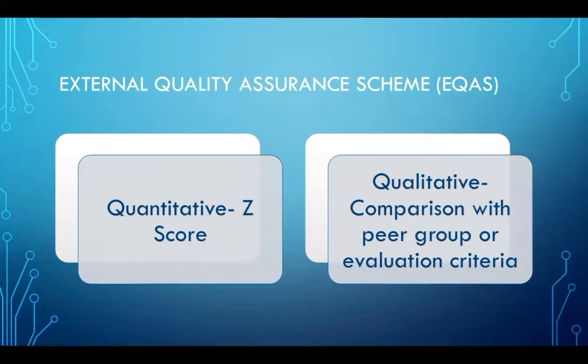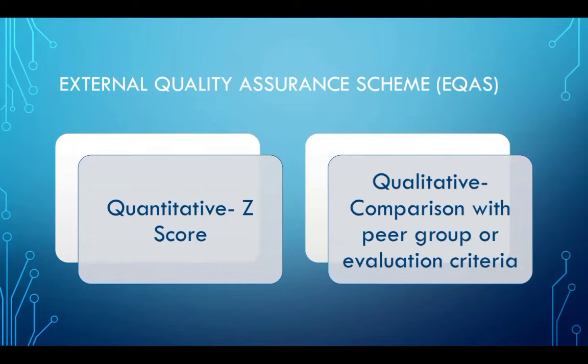How is this EQAS scheme interpreted? One is the Z-score, if it is a quantitative EQAS. This is also known as Standard Deviation Index, SDI. Some EQAS providers use the term SDI, some use the term Z-score. Both are okay.